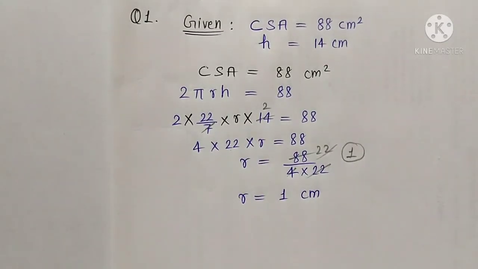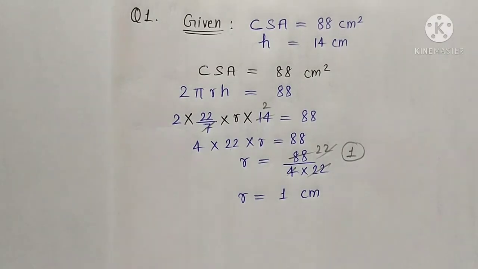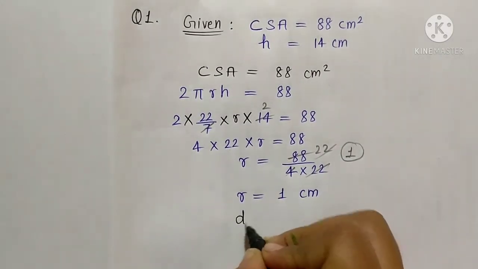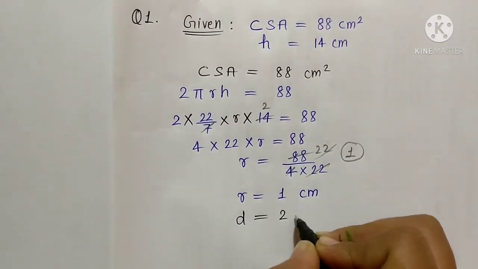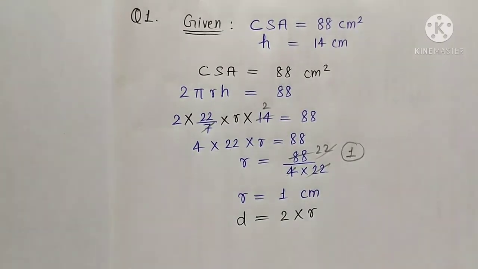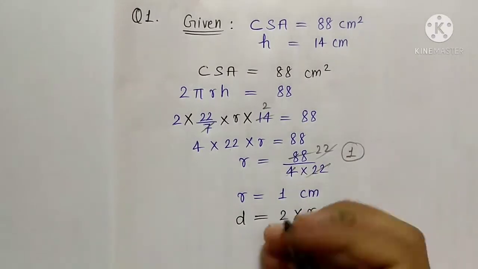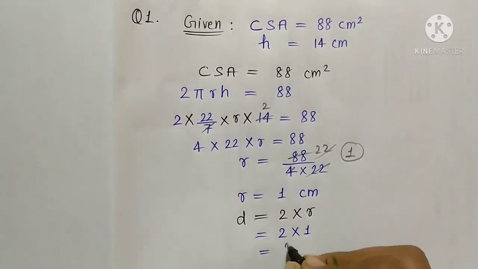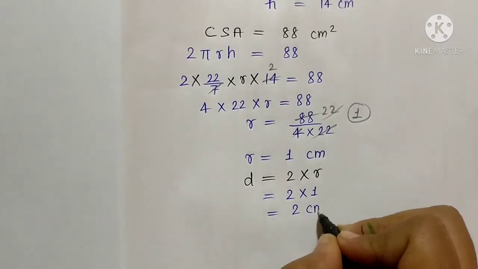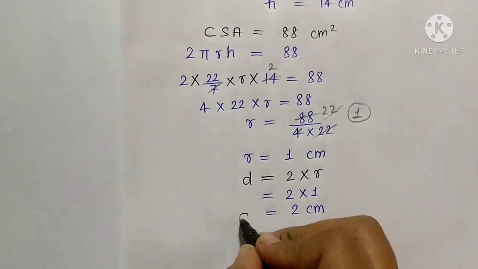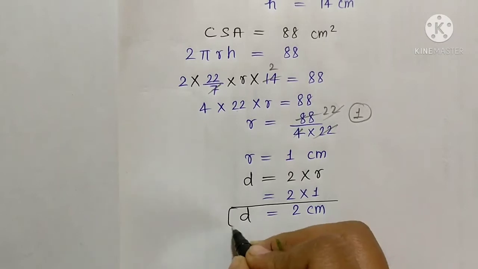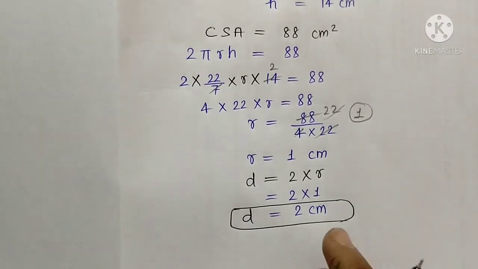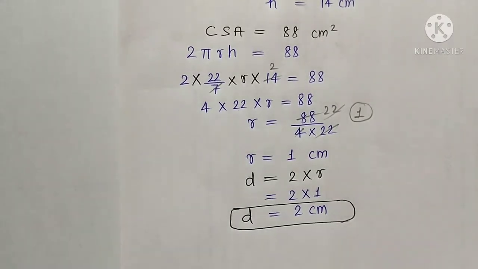We know very well that diameter is just twice of radius. So we can write D, that is diameter, equals to 2 into R, or 2R. In place of R we can write 1. So it comes 2 centimeters. So our diameter of the base of the cylinder is 2 centimeters. This is our answer of the first question. Now let's move to the next question.